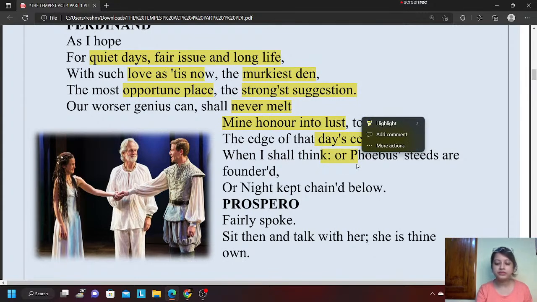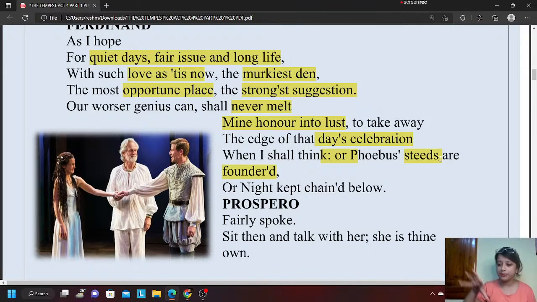We know that Phoebus' steeds are foundered. Foundered means sink. Phoebus means the sun god, and the sun god's steeds means the horses. You must have seen that if you visit Orissa, in those temples the sun god has a horse chariot.